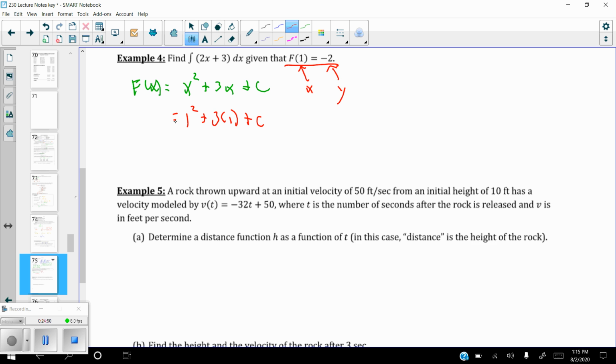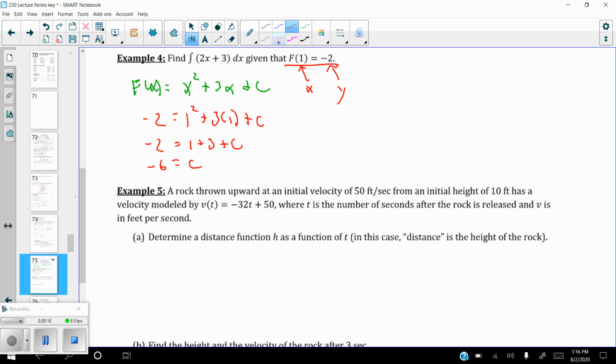And then f of x, or y, is -2. That gives us now a way to find c. So let's go ahead and actually solve for c. So we get negative 2 equals 1 plus 3 plus c. 1 plus 3 is 4. If we subtract 4 on both sides, we get negative 6 equals c. So the c value is negative 6.